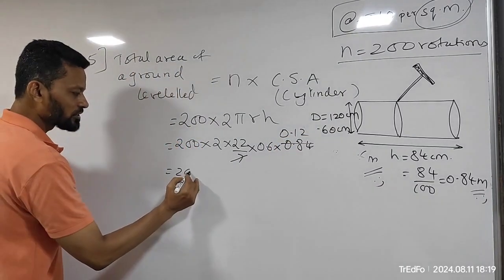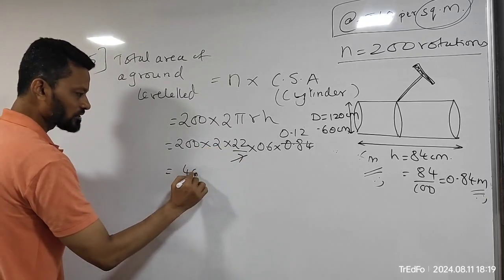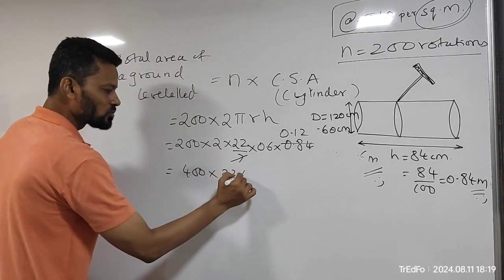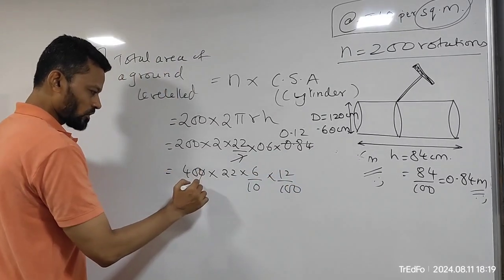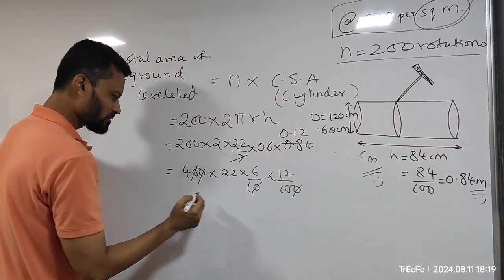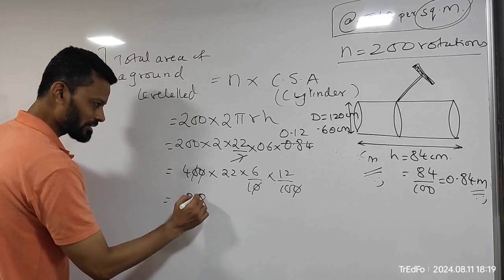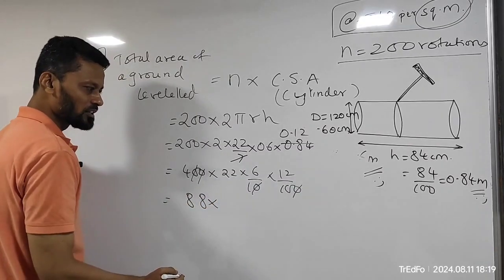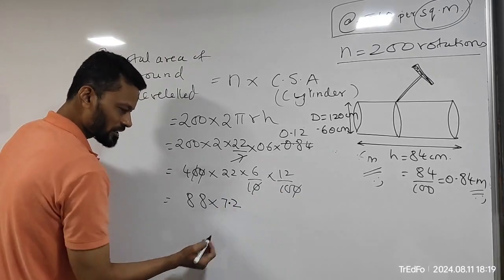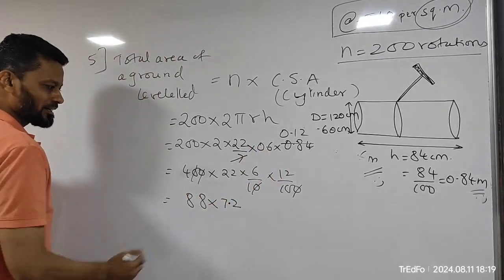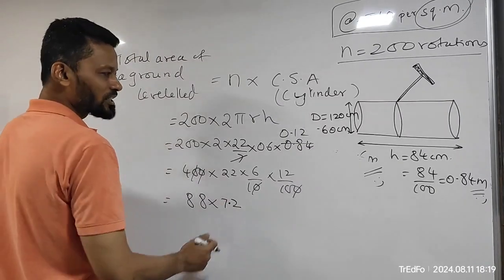0.12. Now 200 into 2, let's say I write this as 400 into 22 into 6 by 10 into 12 by 100. 12 and 12 cancel, or this also works the same way. 22 into 4 is 88, into 6 into 12 is 72. One 0 is left, so it becomes 7.2. This 0 goes into the numerator. Total area of the ground leveled will be 88 into 7.2.